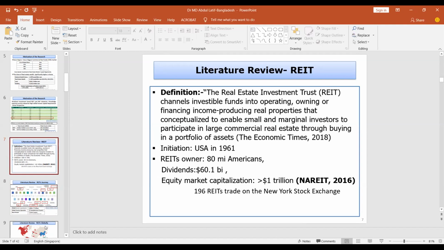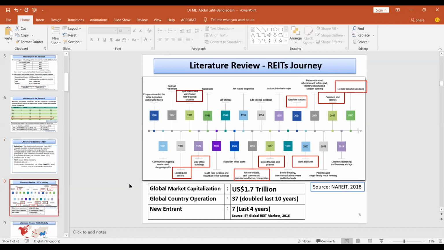Now its owners number 80 million in America, and it is divided into 60 billion. According to NAREIT, its market capitalization is 1 trillion, and 196 REITs are traded on the New York Stock Exchange. So it is a huge market in the USA. After its initiation in the 1960s, lodging and resorts, apartments, warehouses, distribution facilities, central business districts, office buildings, bank branches, movie theaters, factory outlets, gasoline stations, farmland and casinos are all now REIT business.